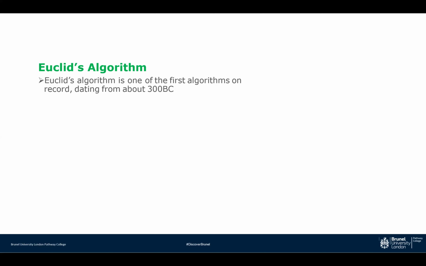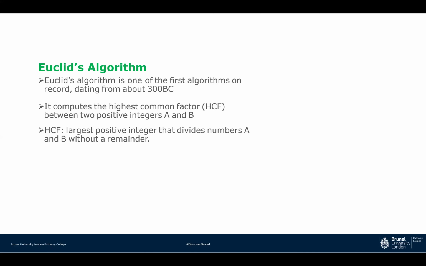I have the example here actually. So it computes the highest common factor between two positive integers. Both of them have to be positive, okay? So the largest positive integer that divides numbers A and B without any remainder. For example, the highest value that we can use to divide 65 and 26 is 13. The biggest number that we can use to divide both 65 and 26 is 13.